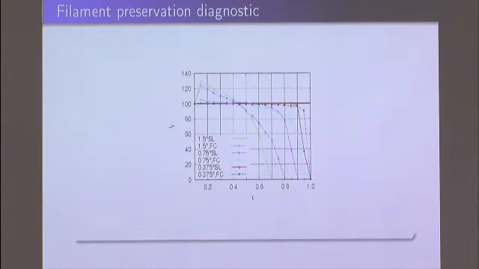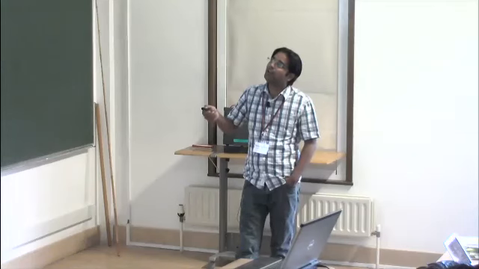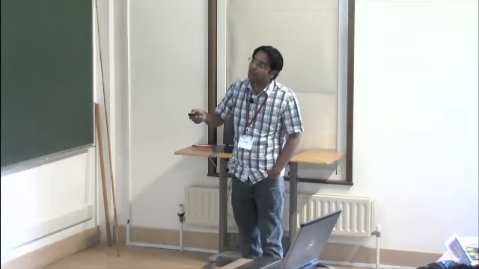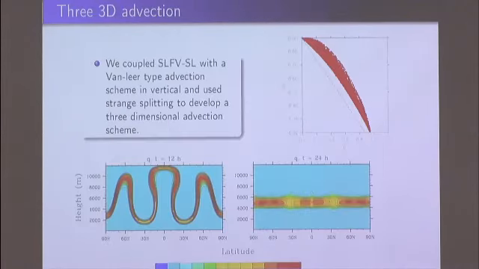This is the result for the filament projection diagnostics. This is the result for the pre-existing functional relation, and here we see that for the flux corrected transport we have a higher amount of unmixing, while if we are using the slope limiter, this unmixing is smaller as compared to the old one.